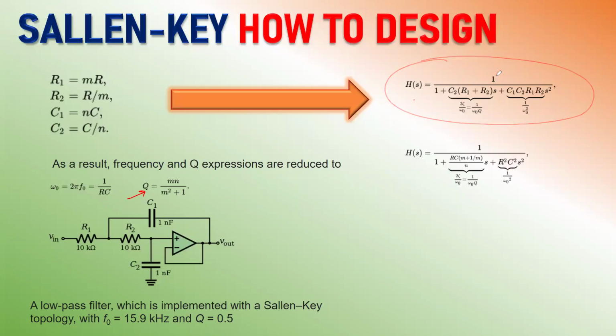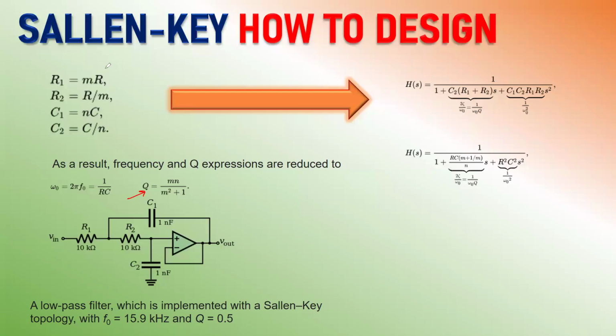H(s) equals 1 over 1 plus C2 (R2 plus R1) s. That's the coefficient of s. This is the coefficient of s squared. So you see this value is twice zeta divided by omega naught, which is 1 over omega naught times Q, into Q. Here 1 over omega naught squared. And then you can also simplify this transfer function to this value. So this is how the design procedure is.